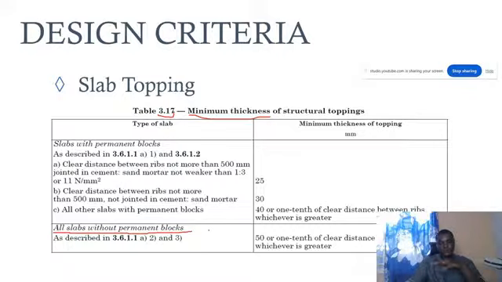What the code recommends is the minimum thickness should be 50 mm or 1/10 of the clear distance between the ribs, whichever is greater. So if your spacing between the ribs is 400, for example, 1/10 of that is 40 mm. That means between 40 and 50, whichever is greater is what you are going to select as your slab topping.